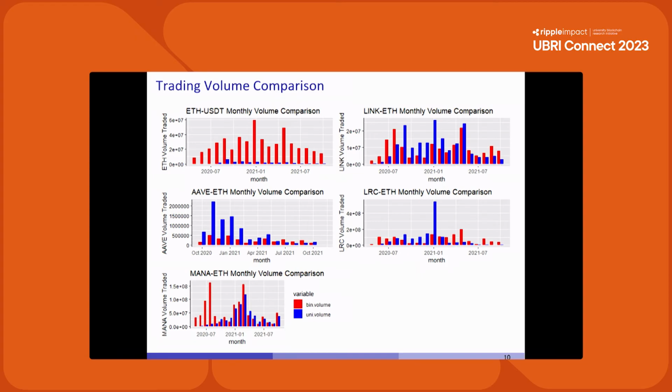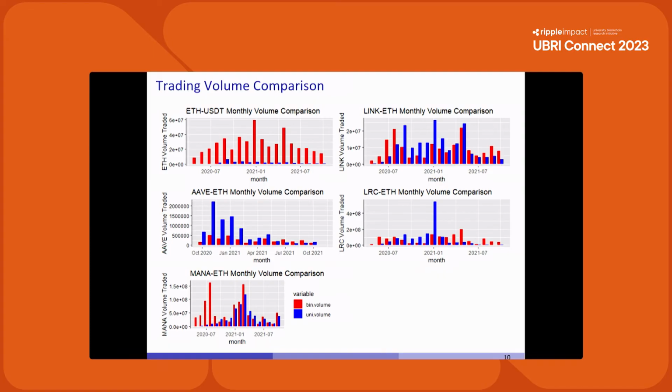Here's some of the things I want to show you about our 5 pairs. We have diversity of trading volumes here. We have ETH to USDT, Link. As you can see, some of these pairs have very high Uniswap activity versus Binance activity, whereas some have very dominant Binance activity versus Uniswap activity.